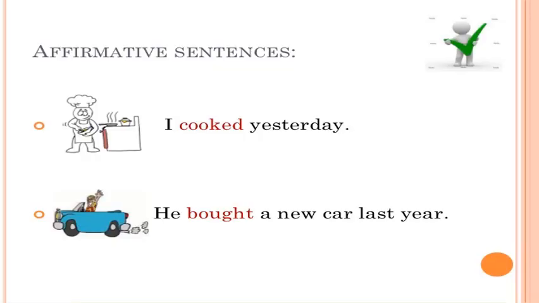Now let's see the use of regular and irregular verbs in these affirmative sentences. I cooked yesterday. He bought a new car last year. In these sentences, cooked is the regular form of the verb as it ends in regular -ed, while bought is the irregular form of the verb because it changes its spelling from the first form.